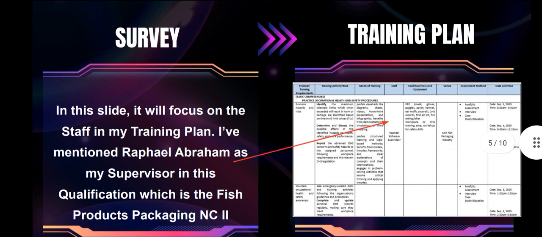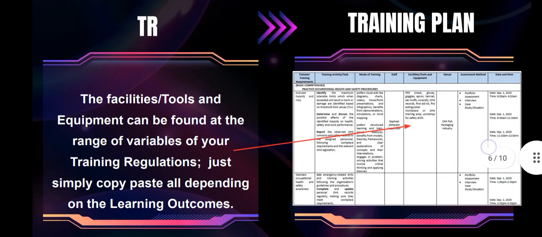Next is the staff. In this slide, it will focus on the staff in my training plan. I mentioned Rafael Ibrahim as my supervisor in this qualification, which is fish product packaging. It's up to you, the trainee, who you want to put here in the staff. Next is the facility, tools, and equipment.